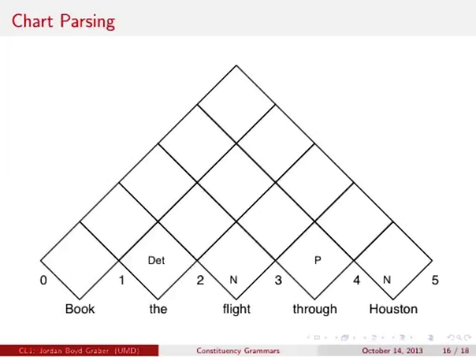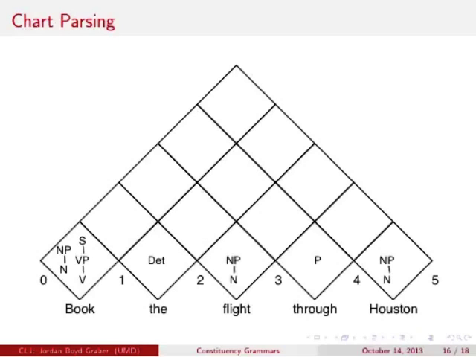Book, however, is more interesting. It has two possible rules that can be associated with this word. And so we need to order our rules in a way such that we can look over these in order and be sure that we won't miss anything. And this could go arbitrarily deep. And this is true for all of the positions, not just for book.